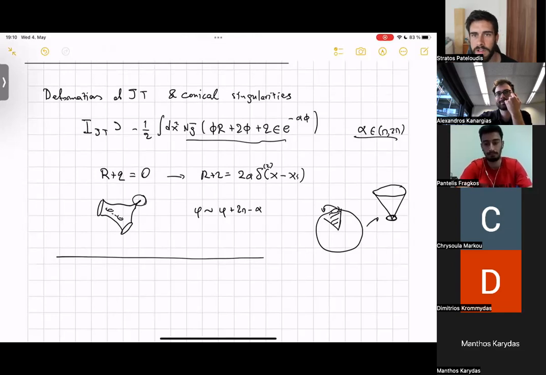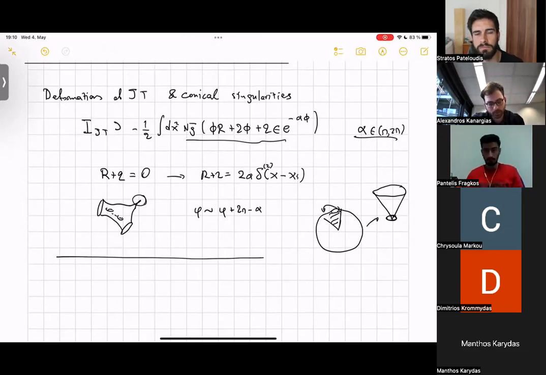Good. So, are there any questions? I have one question. Does the genus tell you something about your theory? Is the genus number relevant or not?